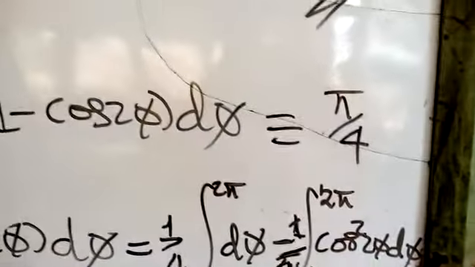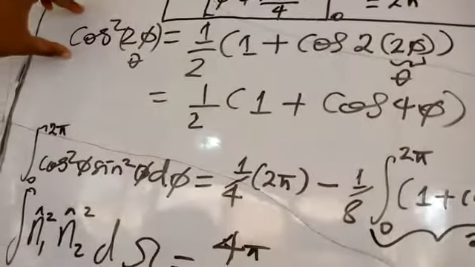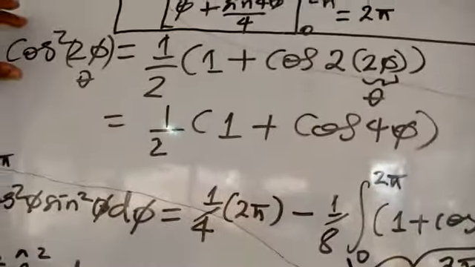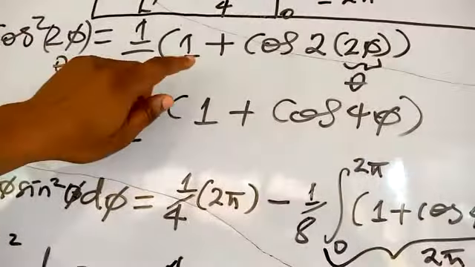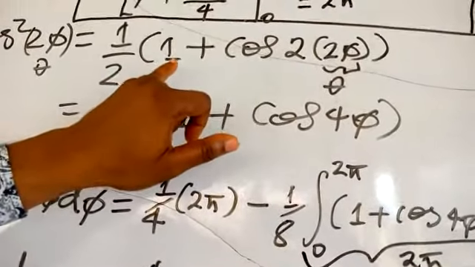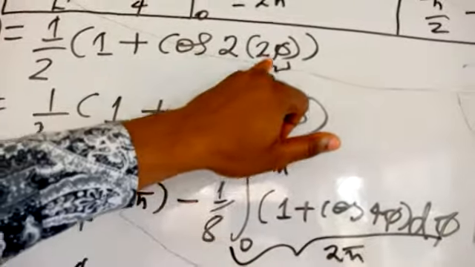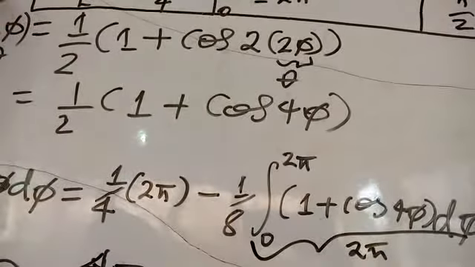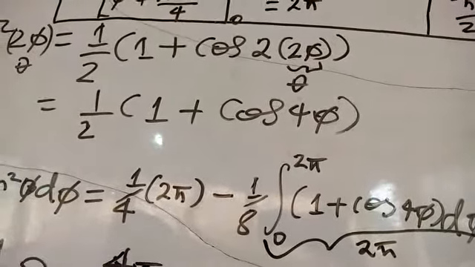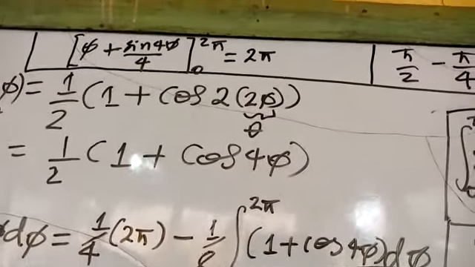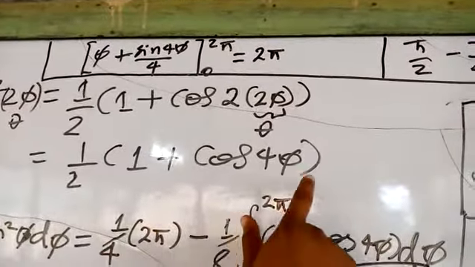And of course, it was for the sake of this particular integral that we are making this conversion. I was saying cos squared 2φ is the same thing as 1 over 2 times, open bracket, 1 plus cos 2 times 2φ. You can take note of this by calling 2φ some θ, but in the end, θ is equal to 2φ, so what you get is this.